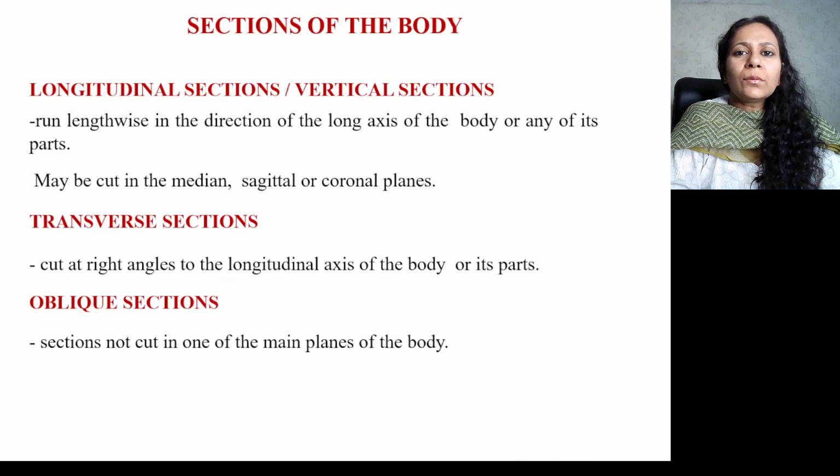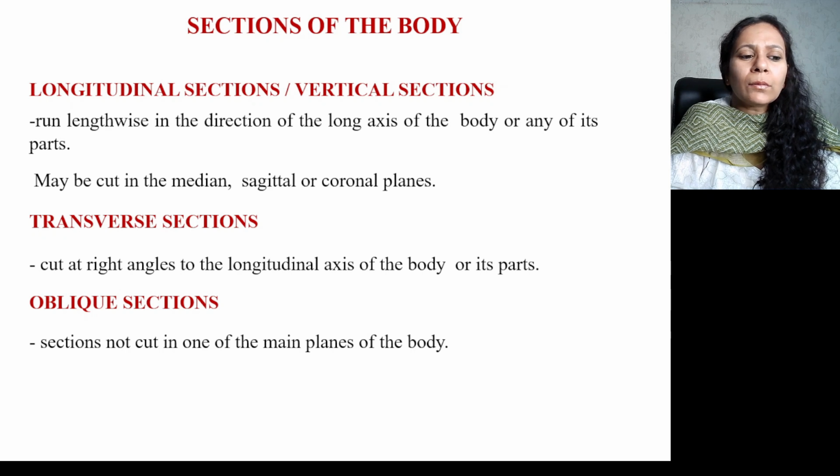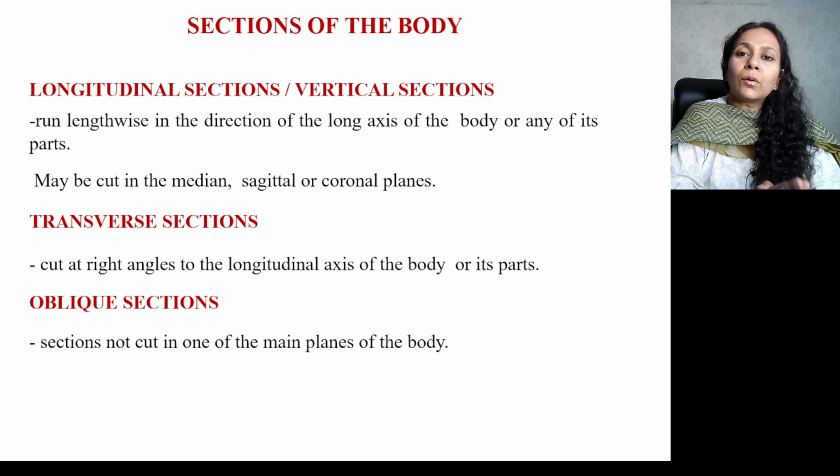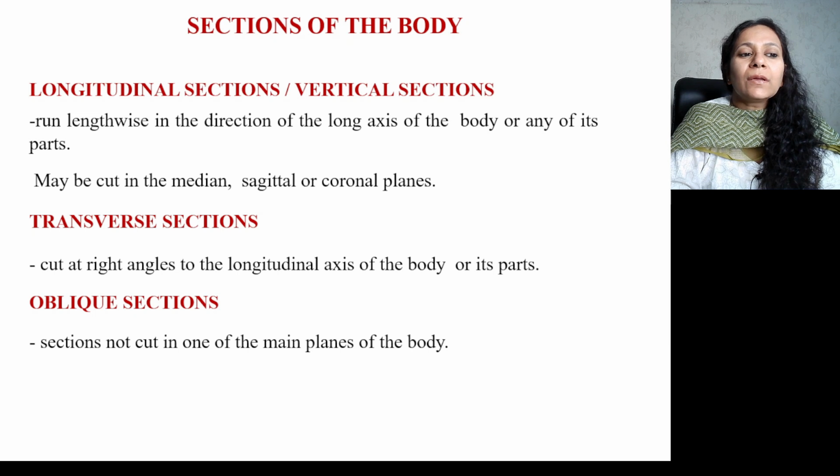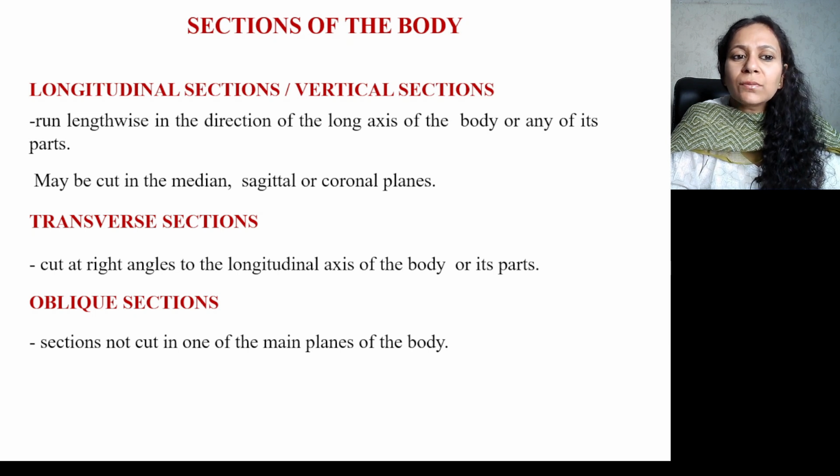Now, once you enter the dissection hall, you'll be shown certain sections of the human body. These sections are taken either cut longitudinally, so those are known as longitudinal sections, or they will be taken transversely, so the name given is transverse section. Oblique sections are very rarely taken. If we talk about the longitudinal sections which you will encounter, these are the vertical sections through which the body is cut.